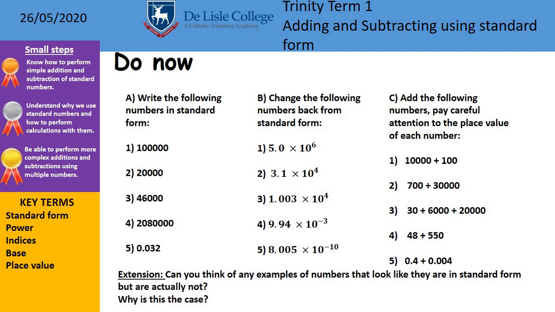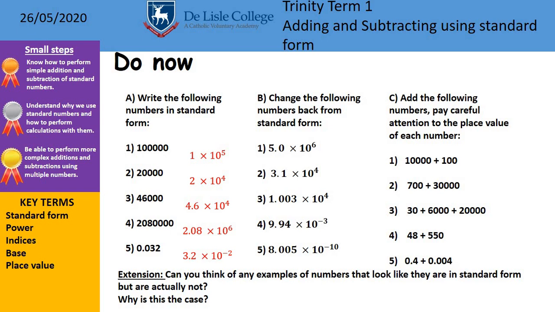Welcome back. In section A, we need to take the numbers and write them in standard form. So the first number is just 1 times 10 to the 5, 2 times 10 to the 4. Number 3 is slightly trickier. Remember from your lessons before, we only have one number in front of the decimal point, so it's 4.6 times 10 to the 4, 2.08 times 10 to the 6, and in number 5, because we're dealing with a decimal, our power of 10 is negative, so it's 3.2 times 10 to the negative 2.